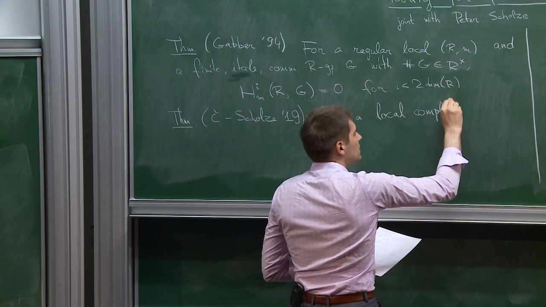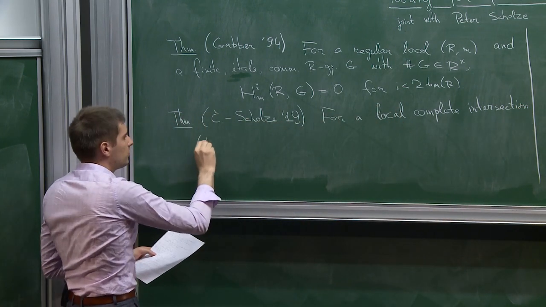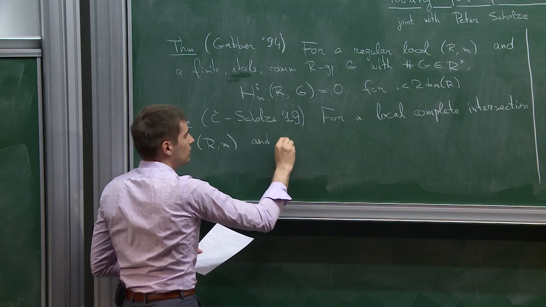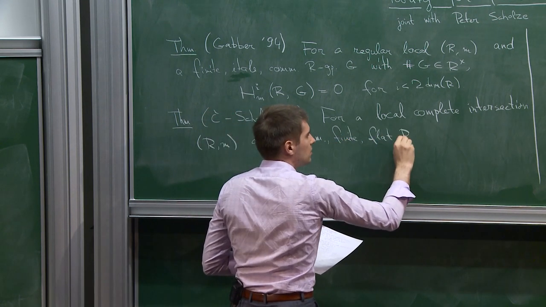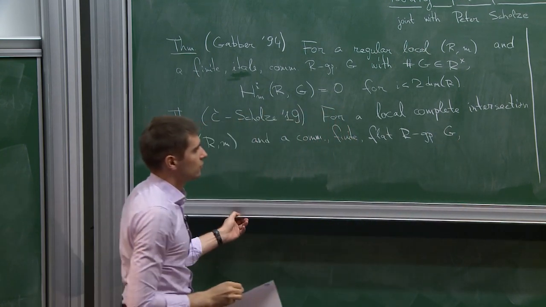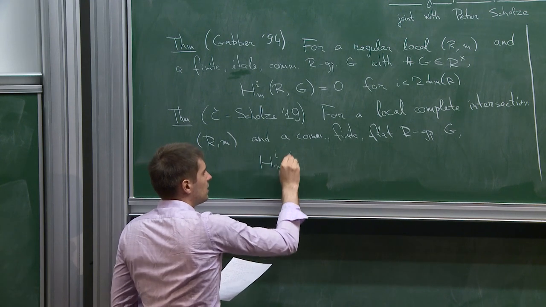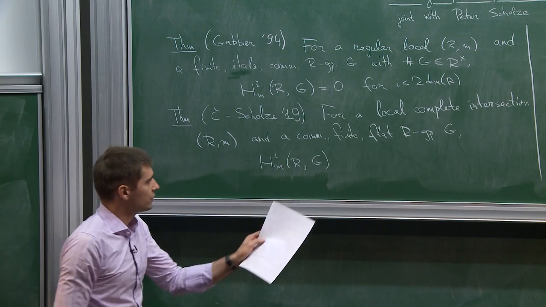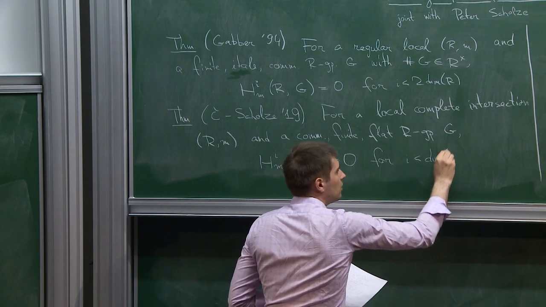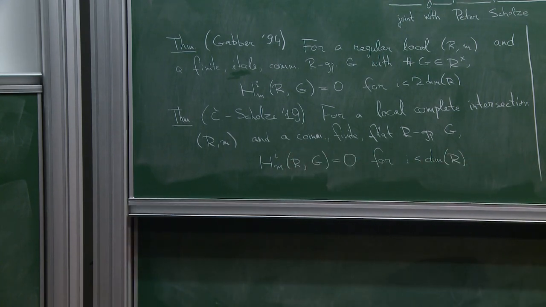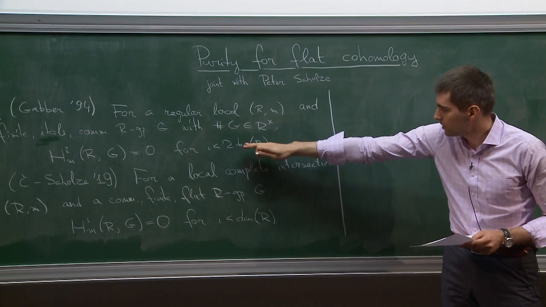So the statement more precisely is that if one has a local complete intersection noetherian local ring R with maximal ideal M, and as before a commutative finite flat R-group scheme G of any order, perhaps of order a power of the residue characteristic, which probably is positive, then the flat cohomology with supports in the maximal ideal of this ring R and with coefficients in G vanishes in cohomological degrees less than the dimension of the ring.